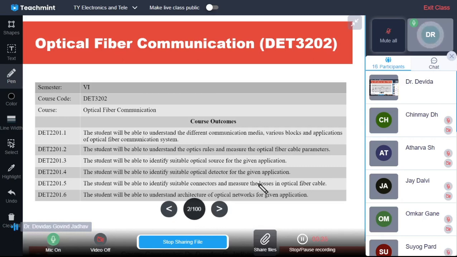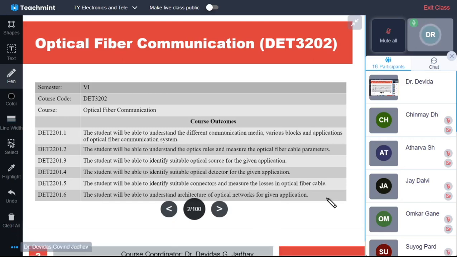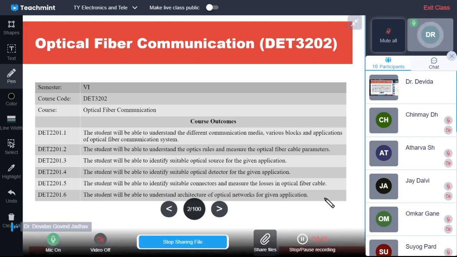Students will be able to identify suitable optical detector for a given application. Students will be able to identify suitable connectors and measure the losses in the optical fiber cable. Students will be able to understand architecture of the optical network for given application.